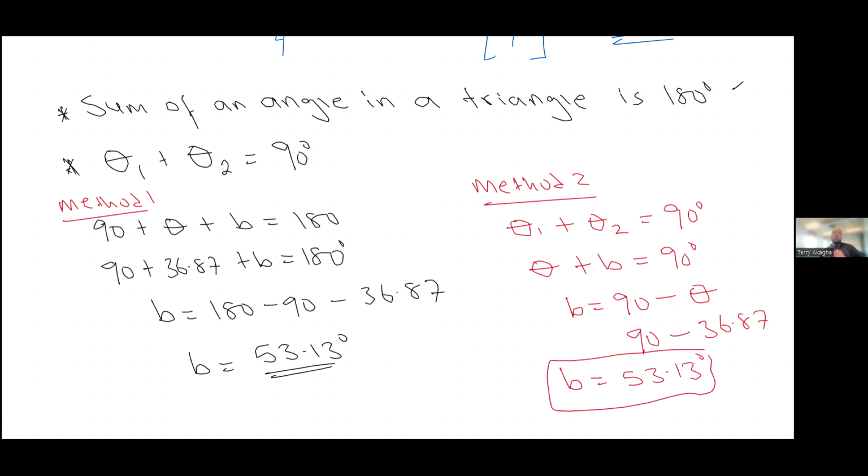So any method you use, you should get the same thing. The reason why I went through all the steps is to show you that regardless of the method you use, you should get the same answer. So the trig ratio you use is what? Very correct.